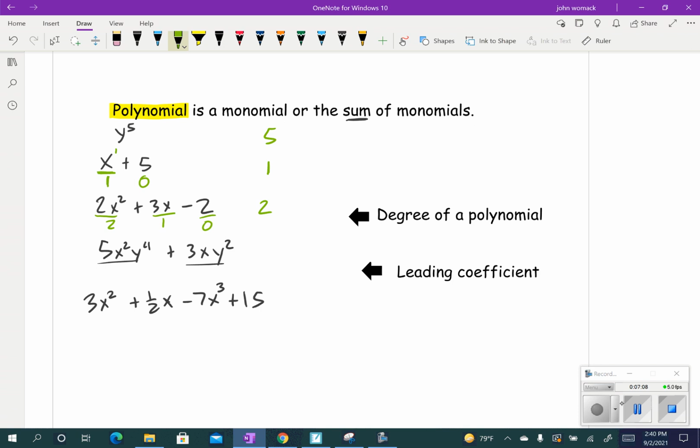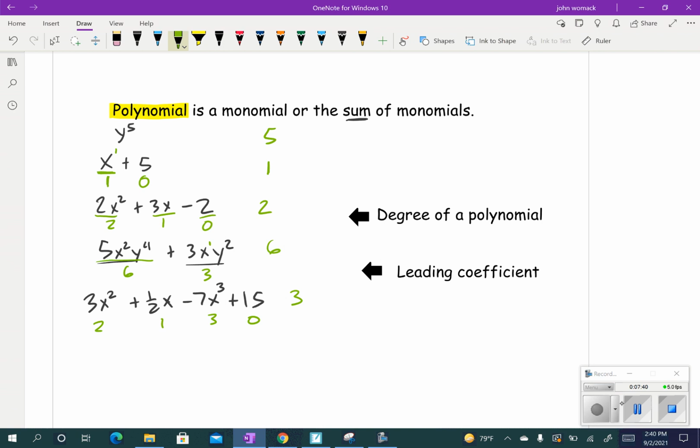Okay, this one is 5x squared y to the fourth. Now if it's a single term like this is, I just add those powers together. So this is degree 6. That's x to the first, y to the second. Add those together. It's degree 3. For the entire polynomial, though, I just take the highest one. So we'd say it's degree 6. Okay, this last one, this one's degree 2, degree 1, degree 3, degree 0. For the entire polynomial, we take the highest one. The highest one was a 3, so we'd say it's degree 3.